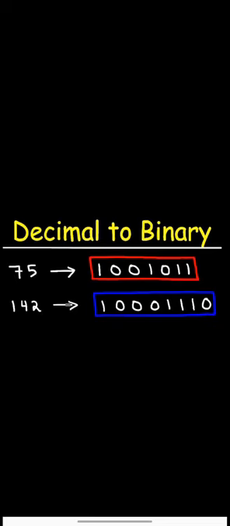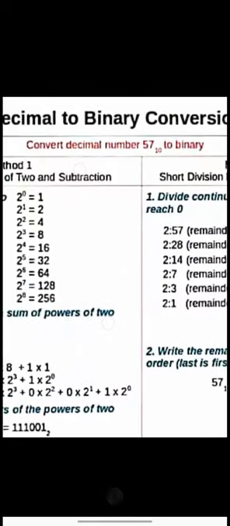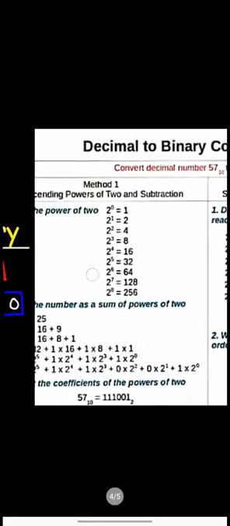See, like 75 over here, I have written it down as 1001011. How do I draw the conclusion that 75 is equal to this in binary, and 142 is equal to 1000110? So let us understand. Clearly, converting decimal to binary also has two methods. Okay, let me zoom in so that you can have a clear view.